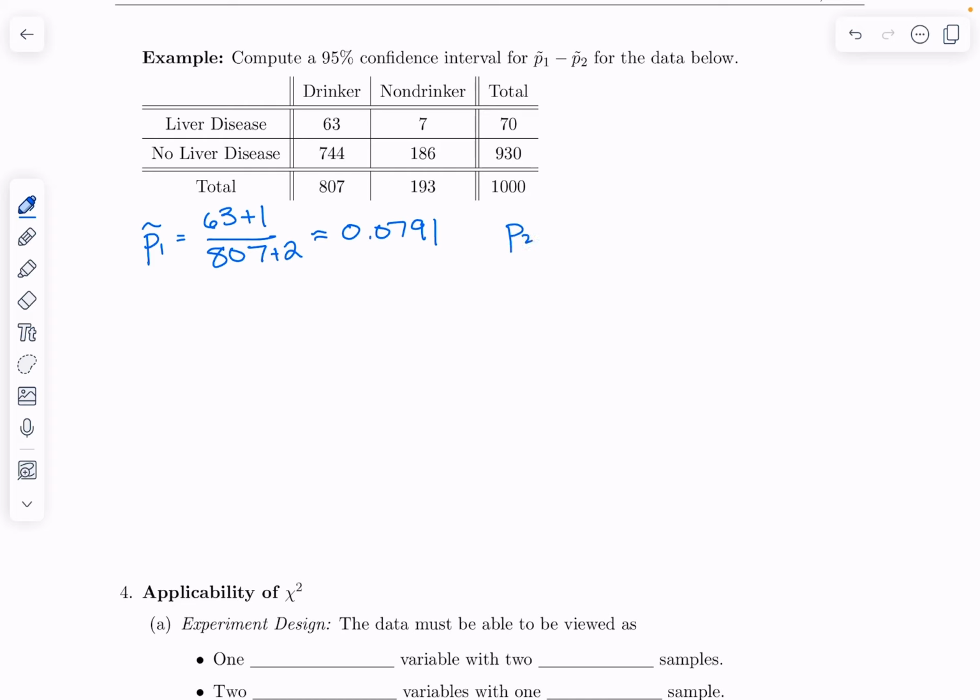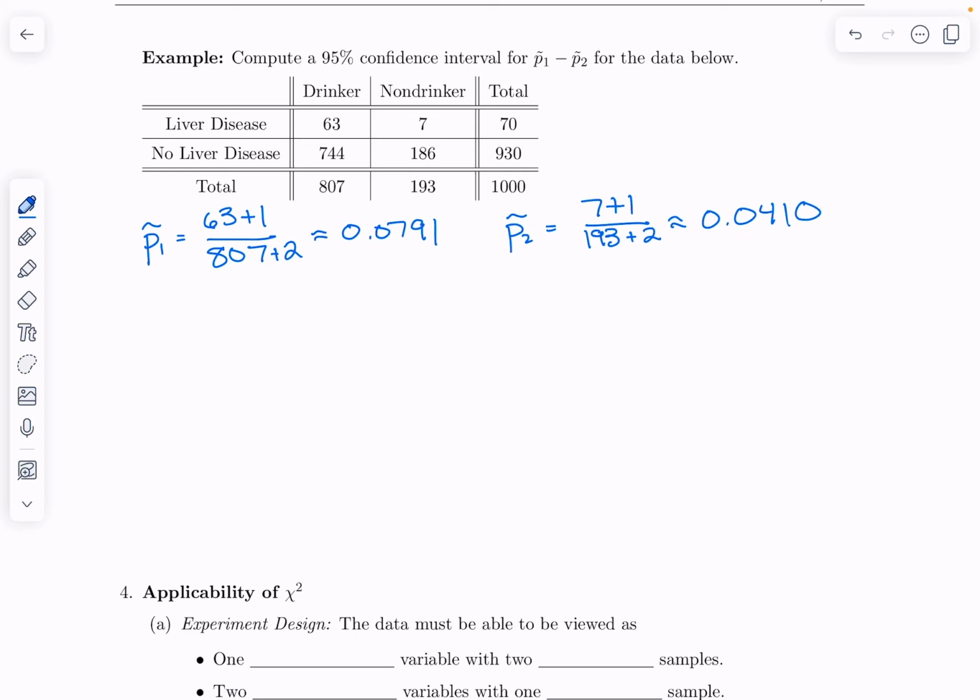So for P2 tilde, those are the non-drinkers that have liver disease. I'm going to take my 7 non-drinkers that have liver disease and add 1 to that, out of my total number of non-drinkers, which is 193, and now I'm going to add 2 to that. That's going to tell me that 0.0410 is going to be the proportion of the non-drinkers that have liver disease.